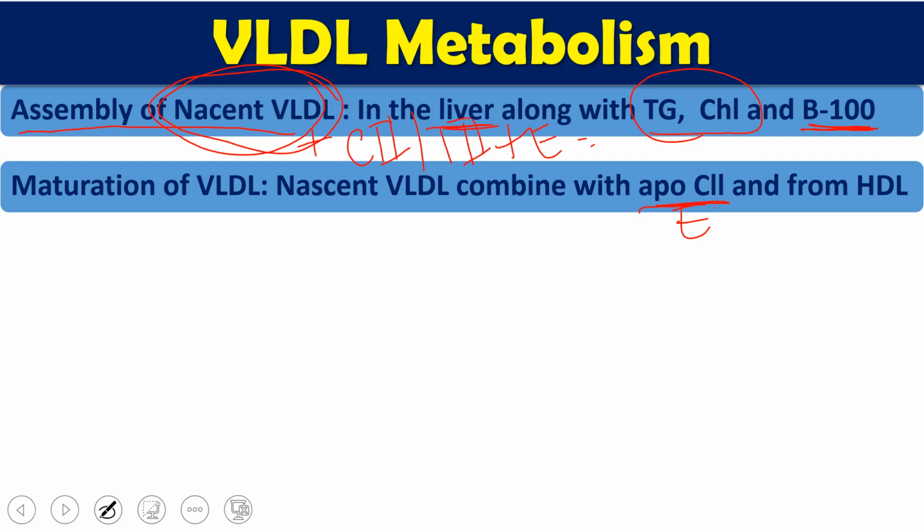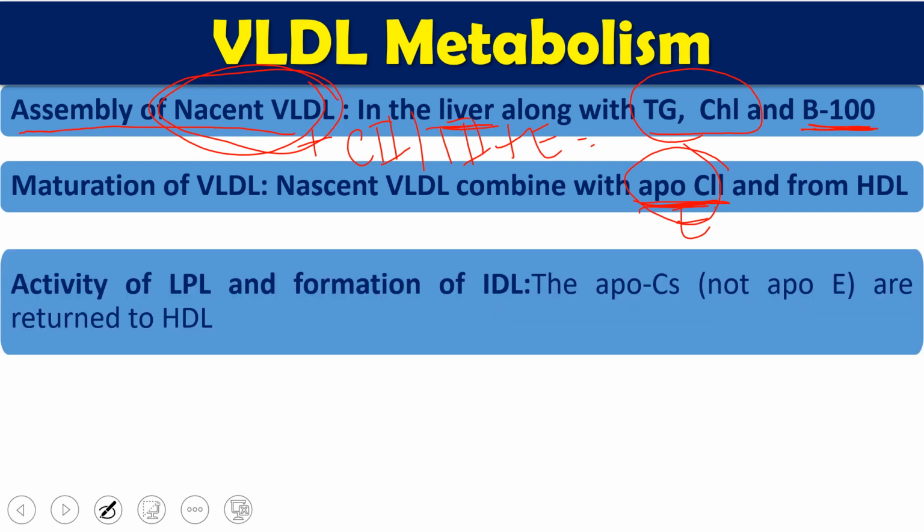Once this maturation occurs, because now it is having C2, this ApoC2 works as the activator of lipoprotein lipase. Let me say a few points on lipoprotein lipase. Just remember, lipoprotein lipase is an enzyme which is associated with endothelial cells, and it is going to be activated by ApoC2. So C2 is the activator of LPL. Once it is activated because of this C2, it metabolizes triglyceride. So some of the triglyceride of VLDL is going to be metabolized.